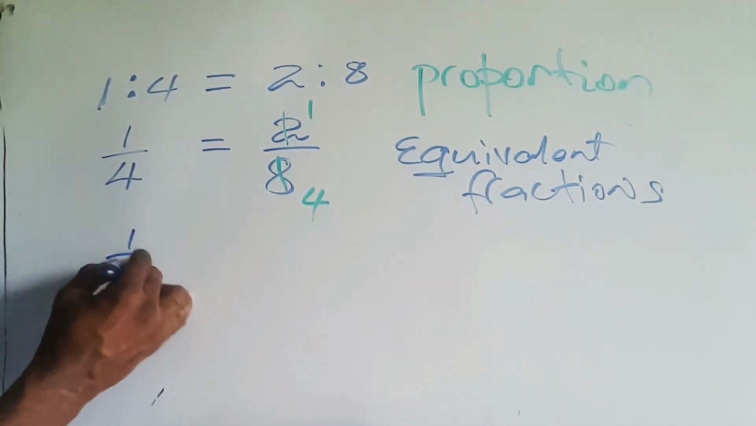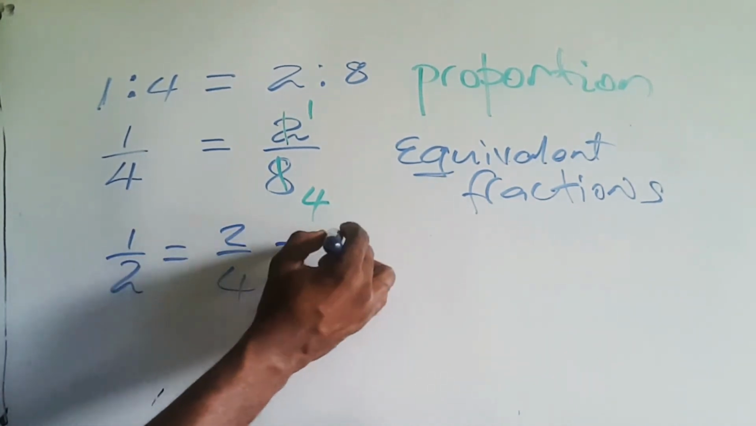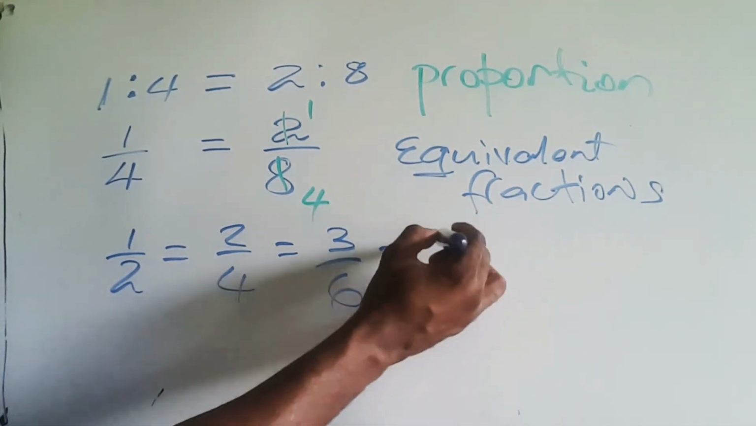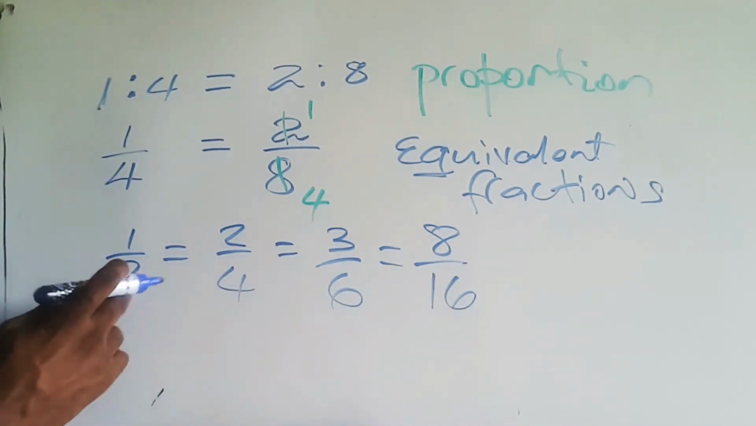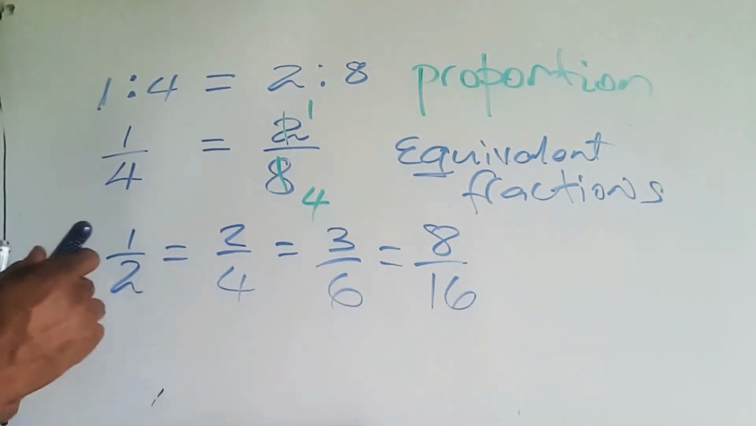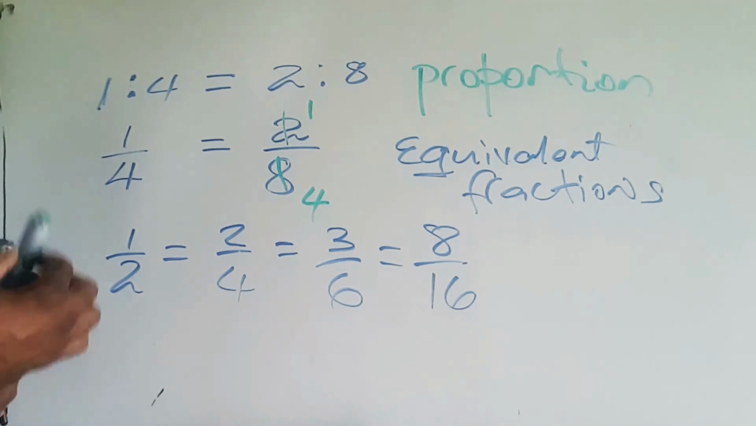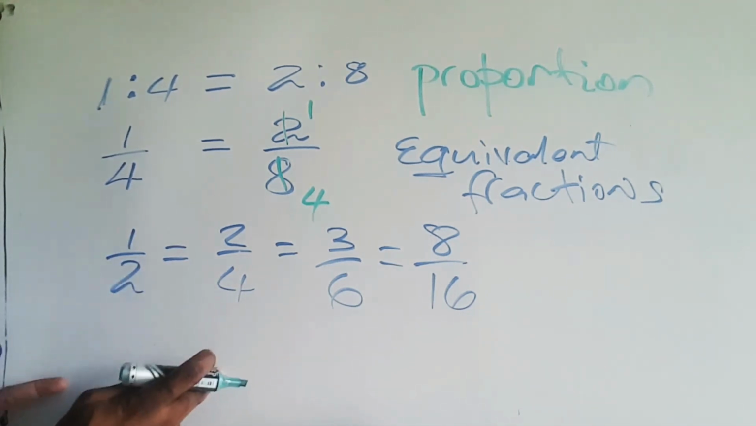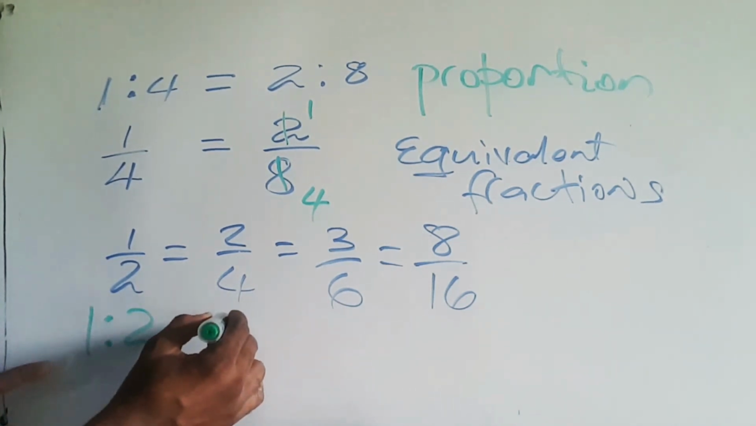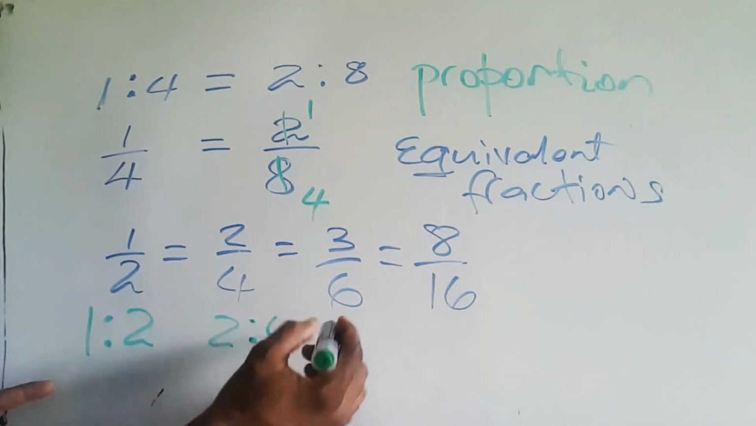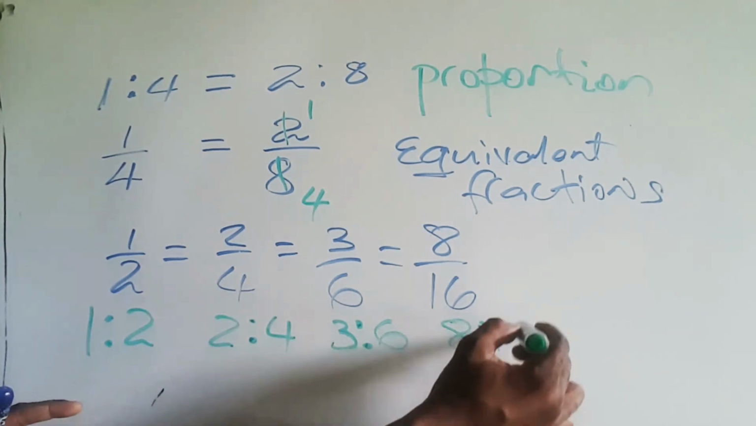Let's say we look at 1/2, which is the same as, say, 2/4, which is the same thing as 3/6, which is the same thing as, probably I'll go 8 to 16. So what we're saying is all of these are equivalent fractions, because if I cancel down each, I'll get a half. If I should represent these in a ratio form, for example, this one can be written as 1 to 2, this one as 2 to 4, this one as 3 to 6, and this one as 8 to 16.